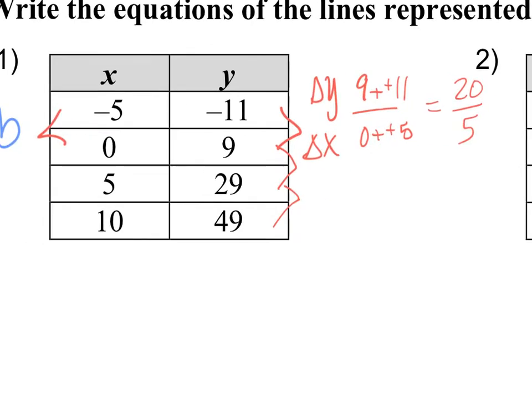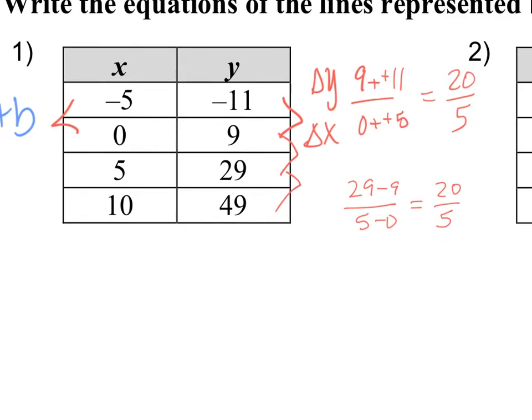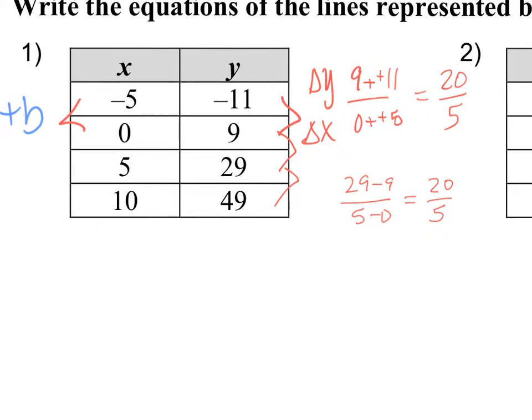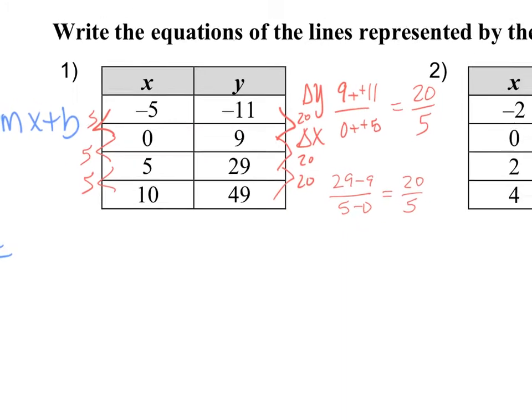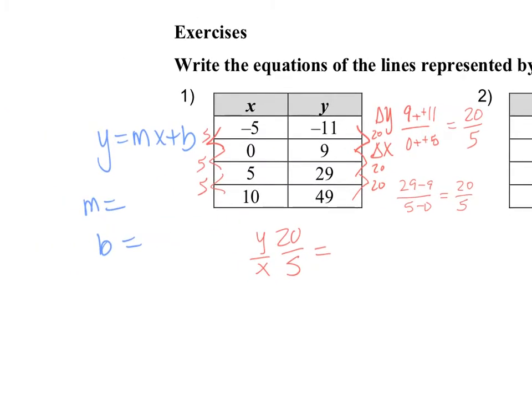If I did the second pair of points, 29 minus 9 over 5 minus 0, 20 over 5. This is slope. This is what we've been doing for about a week. So our slope is 20 over 5. That's my change in y over my change in x. Can I reduce that down? Yes. So what's 20 divided by 5? 4. So my slope, my m, is 4.